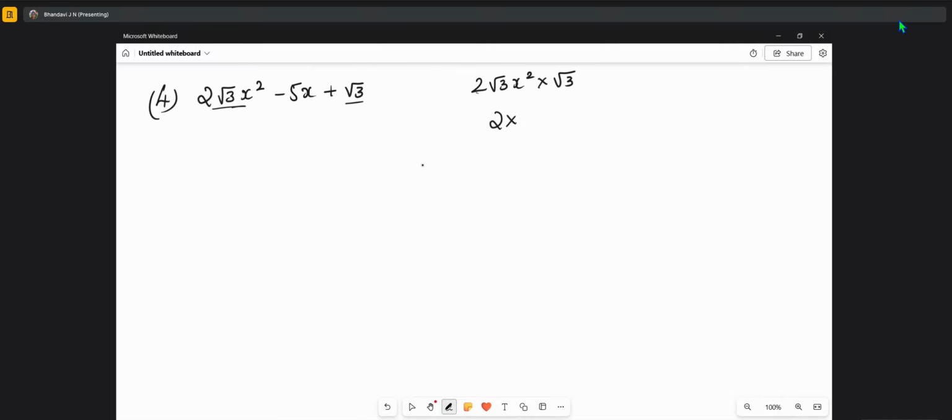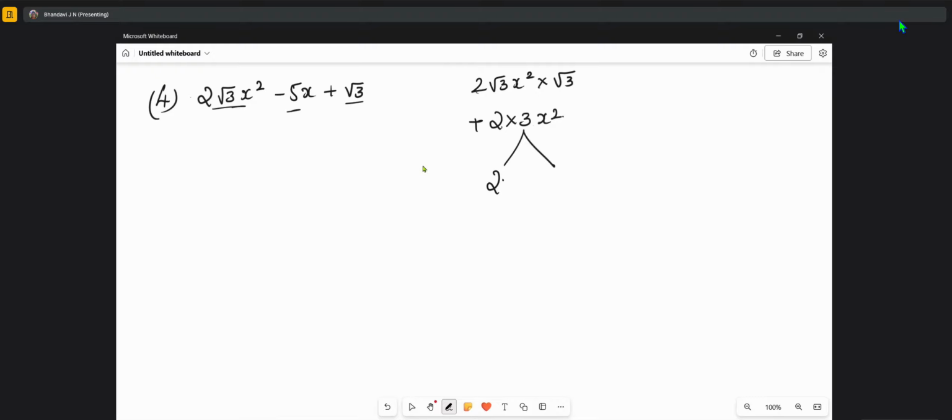2 into root 3 into root 3 is what? 3x square. That is, you will get 6x square. Now this you have to split, so that I get minus 5x here. And plus into plus will be plus only. So whenever it is plus, you will get two terms such that if you add, you should get this term. And 3 plus 2 is 5, correct?